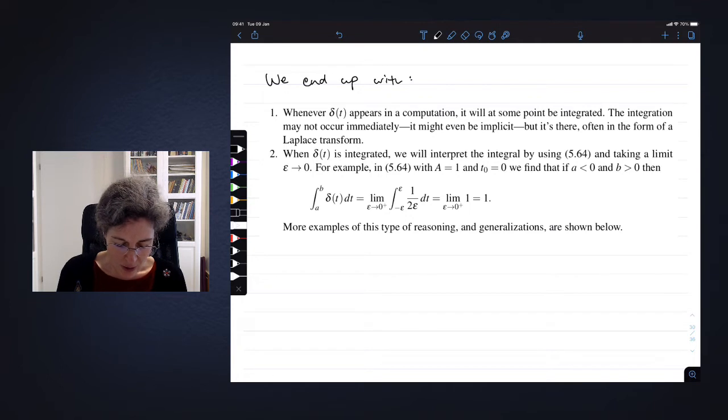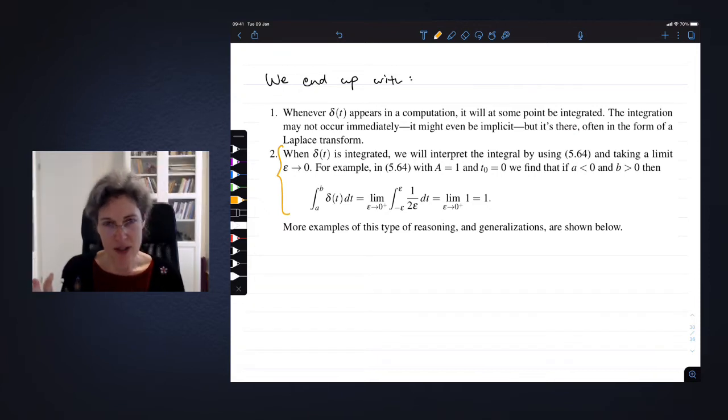So for us, the key thing over here is that we think about the delta function kind of as the thing that's 0 everywhere except at t equals 0, in which case it's 1. That's kind of the rough idea that we have. But specifically, when we integrate it, it integrates to 1 if we integrate from a to b.